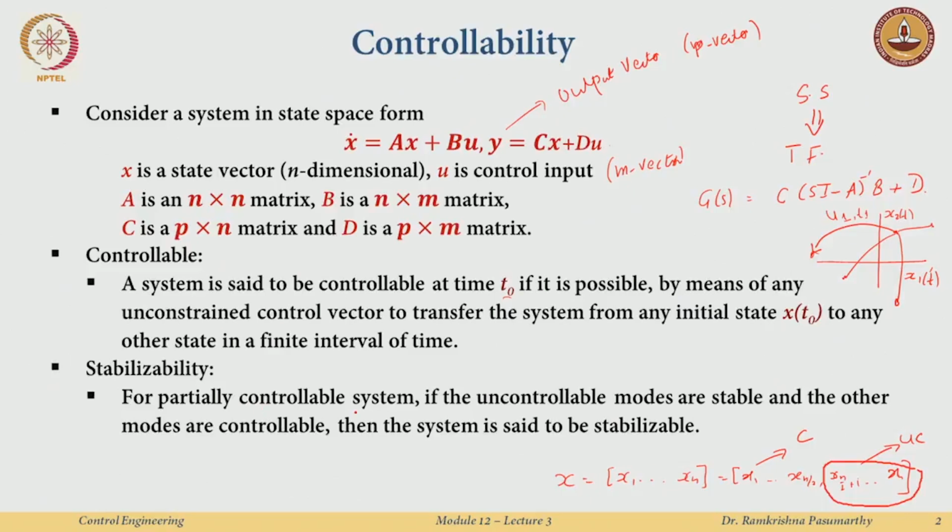So, for partially controllable systems, partially controllable here means I can control only half the states. If the uncontrollable modes are stable, and the other modes are controllable, then the system is stabilizable. Okay, so what could be a very vague example of this?